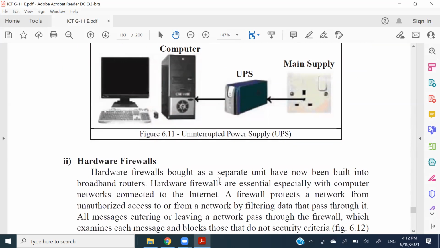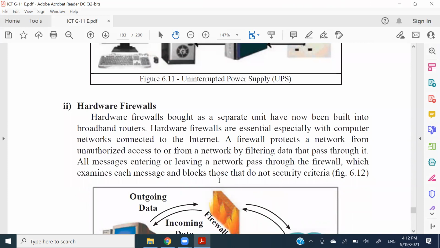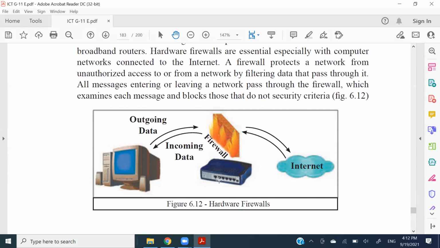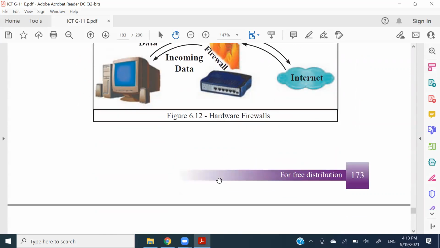And you can use hardware firewalls to protect your network from unauthorized access, right? So the firewall will take care of the people or the data which is flowing through it. It can check whether this particular data is allowed or not. So with that, we can give security to the particular network or computer system.